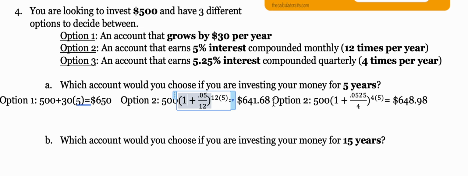I'm going to say it's this one because it's only being divided by 4. It has a smaller denominator, so it's a bigger number. But let's just make sure. Okay, so we have option 1, and instead of 5, we're going to use 15.